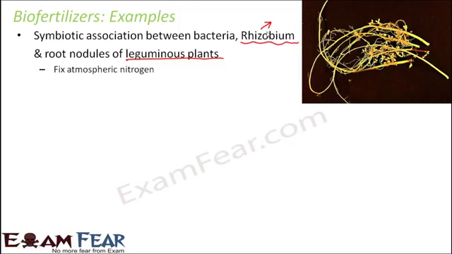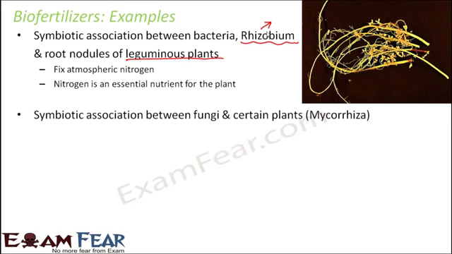So it fixes the atmospheric nitrogen, and that is how we can say that rhizobium acts as a biofertilizer, because it is enriching the quality of the soil by adding nitrogen to the soil, and that is how it will help in the growth of the plant as well. So rhizobium is a biofertilizer. So similarly, as I said, nitrogen is an essential nutrient for the plant. Now in a very similar way, if you talk about fungi, there is again a symbiotic association between fungi and certain plants, and this association is known as mycorrhiza.